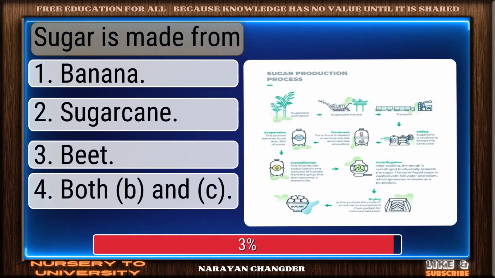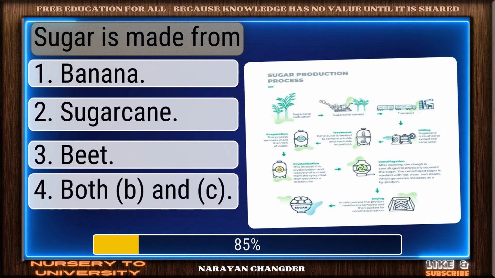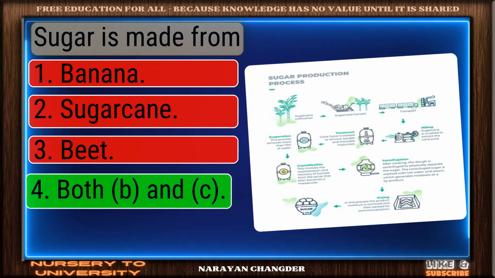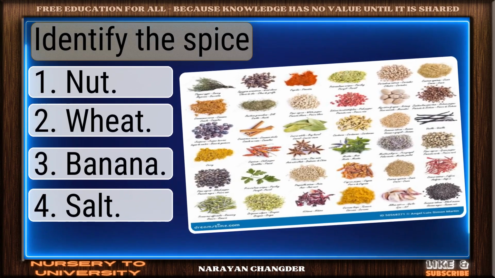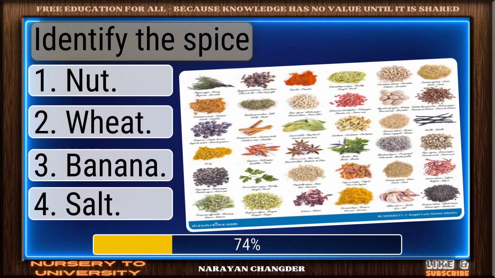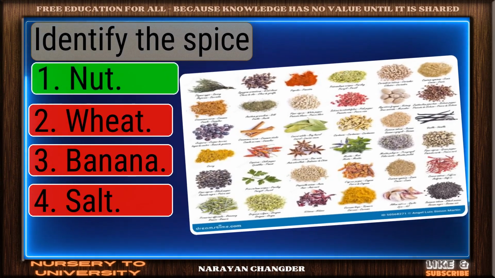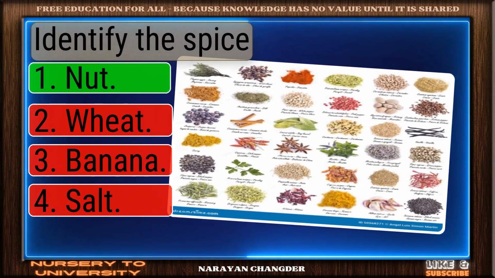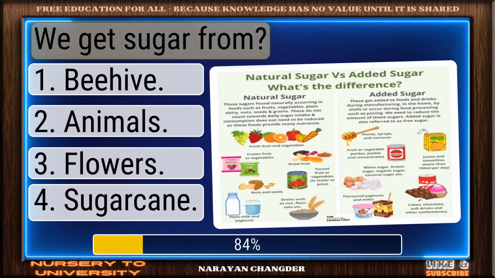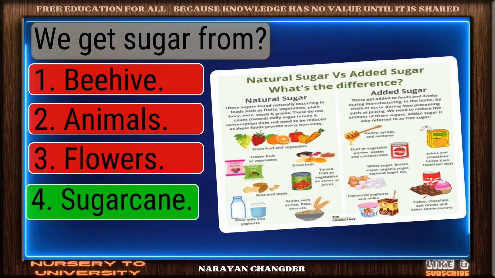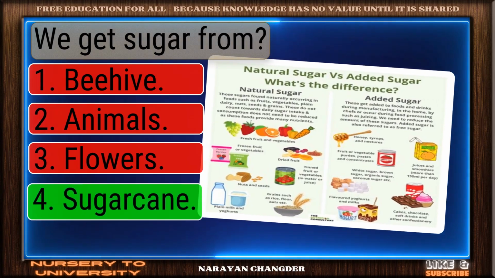Sugar is made from. You got it. Your choice both and is right. Identify the spice. You chose nut, and it is correct. We get sugar from. On track, sugarcane is the correct answer.